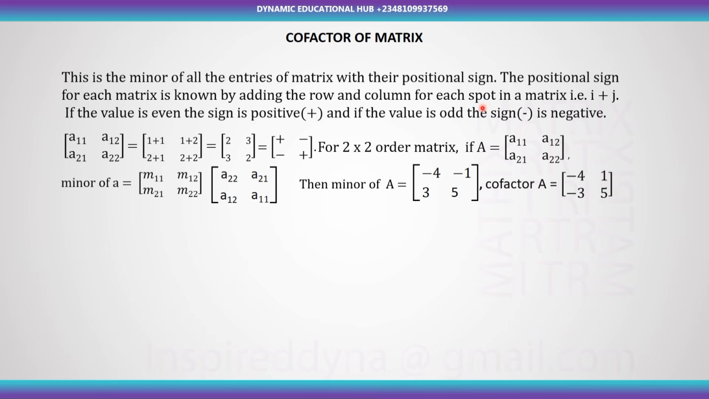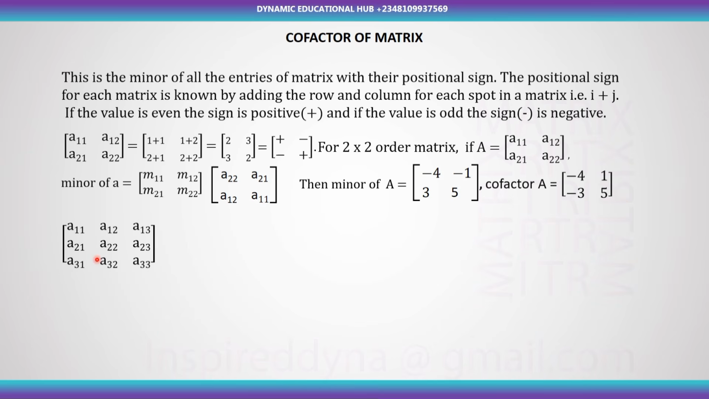We've considered the sign. What is the sign? Plus for anything that is occupying this position. You add plus to it. Plus times minus is minus, so you still maintain the sign: -4. Minus for this one, but the value that is here is -1. When you put minus here, it becomes +1. Minus for this one. Initially it is 3, now it is -3. This one is plus. Initially it's 5, it's still 5. That is cofactor of 2 by 2.